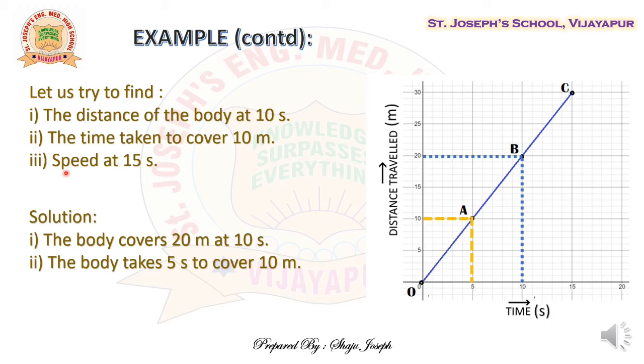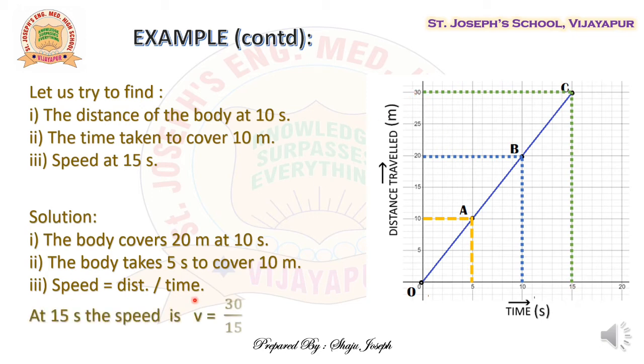As for the third question, speed at 15 seconds. Let me see the time at 15 seconds. I'll draw a perpendicular at this point, because I need distance and time both for the formula of speed. So I draw a perpendicular, it reaches C. From here, to identify the distance, I'll draw a horizontal line, and that reaches 30. So I know the distance now, it is 30 meters. The time is 15 seconds. If I know both of them, I can use the formula speed is equal to distance by time. That will be equal to 30 divided by 15. Simplifying which, I get the answer 2 meters per second. So, see, this is an example by which we found out all three: distance, time and speed.